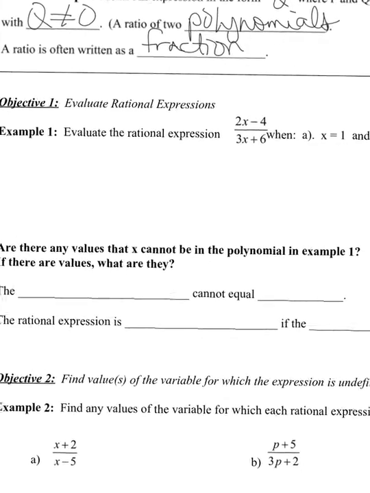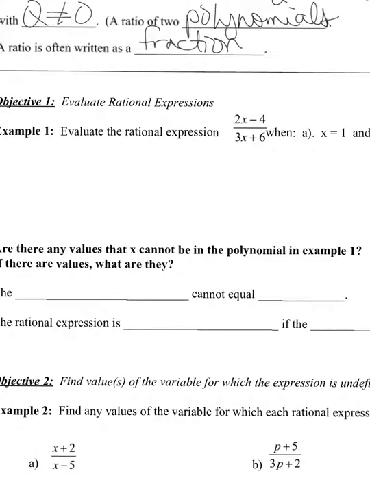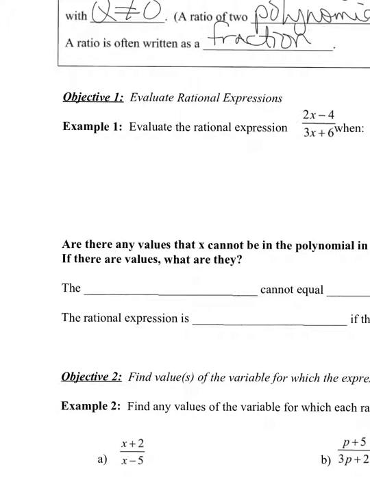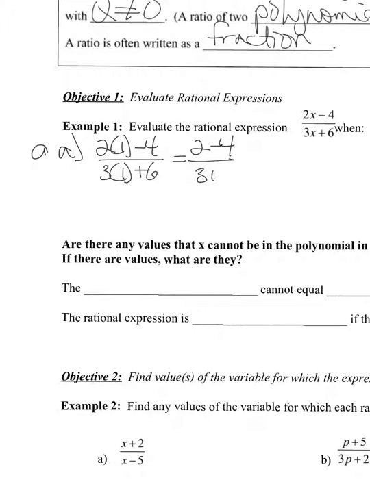So in example 1, we want to evaluate the rational expression here, both when x equals 1 and when x equals -2. For part A, we're just going to substitute 1 in for x. So 2 times 1 minus 4 over 3 times 1 plus 6. Evaluating the numerator, we have 2 minus 4. The denominator, I have 3 plus 6. We're following the order of operations. So that gives me -2 over 9. That's the value of my expression.